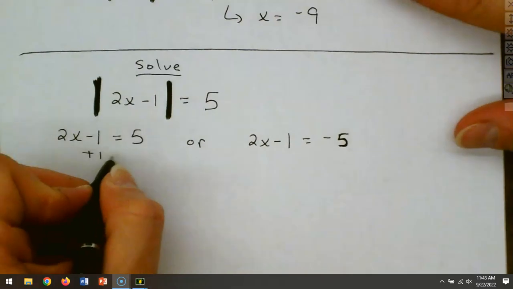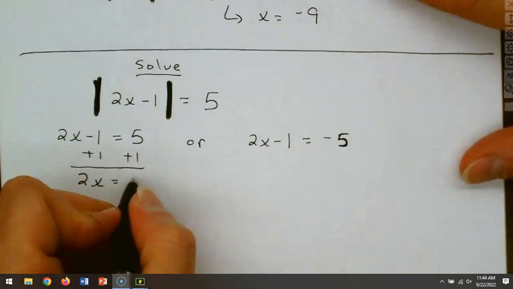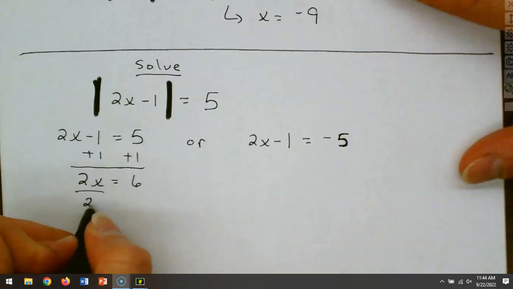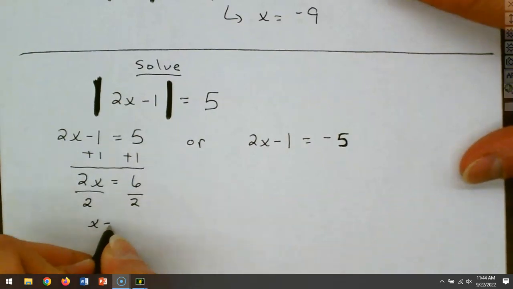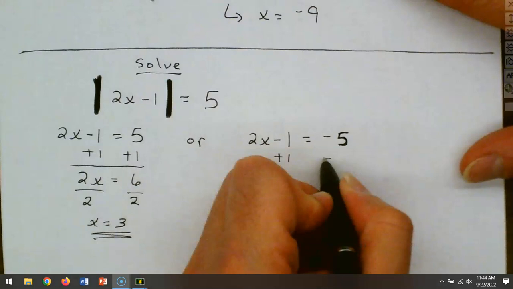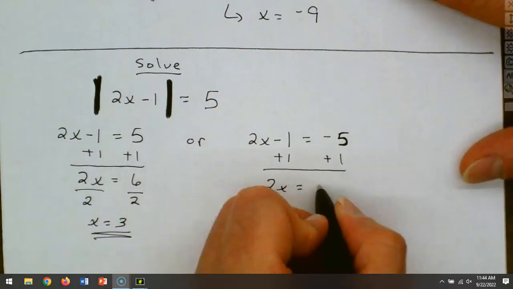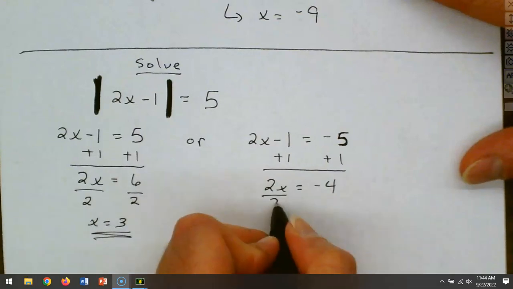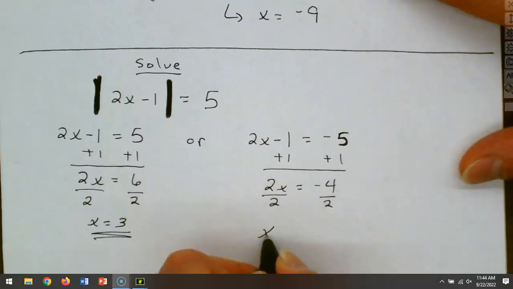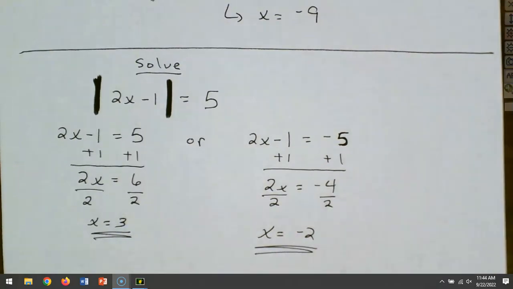So we add 1. And that gives me 2x equals 6 now. We divide by our 2. And x now equals 3. So there's one solution. Repeat the process. Add the 1. 2x equals now negative 4. Divide by our 2. And our other solution is negative 2. So those are the two answers that you're going to get.